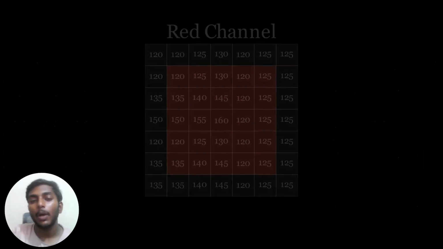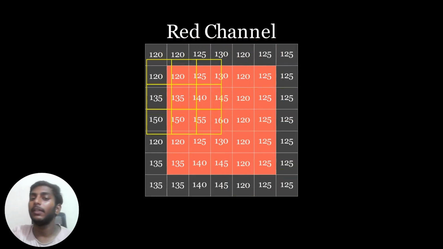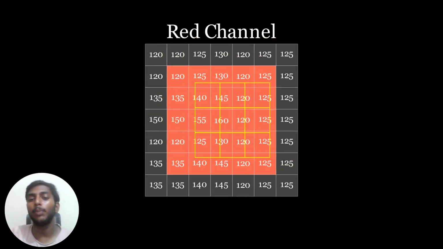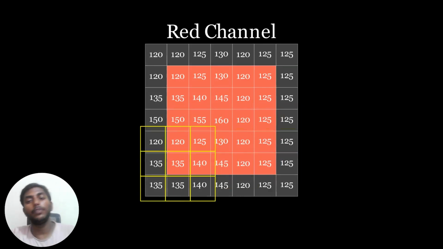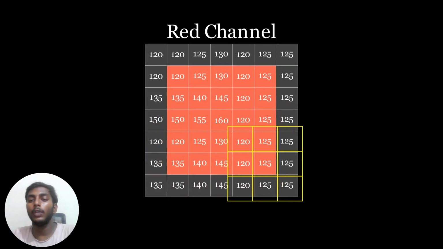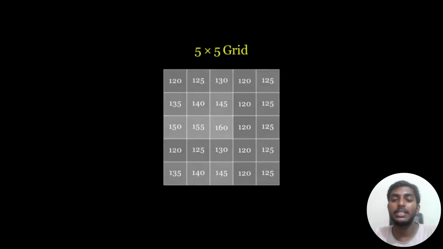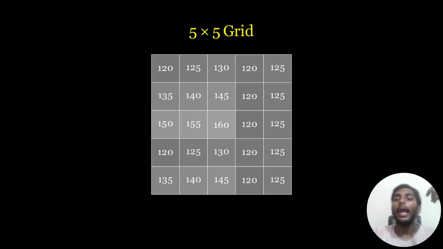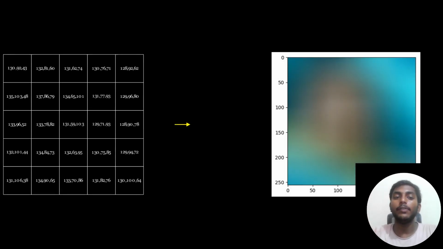Now the next step is we get the values from these boxes, and for each box we will get the values. These values will look like this. On the screen you can see the actual values after this calculation. This will be our matrix, 5 by 5, and we will do the same thing with the green channel and the blue channel also, and then combine all three. So this is how blurring actually works. Now let's move to the second part.